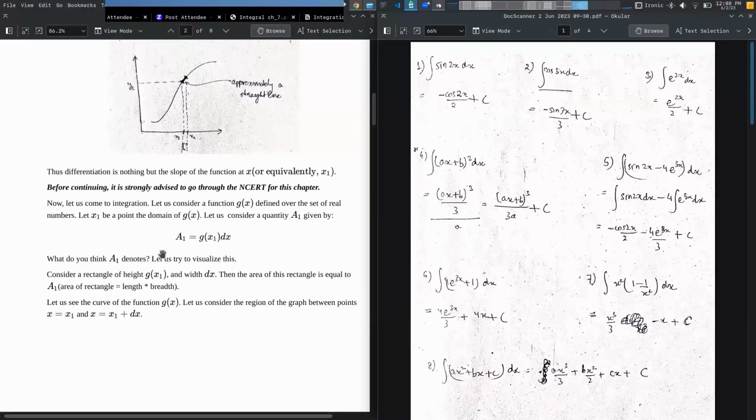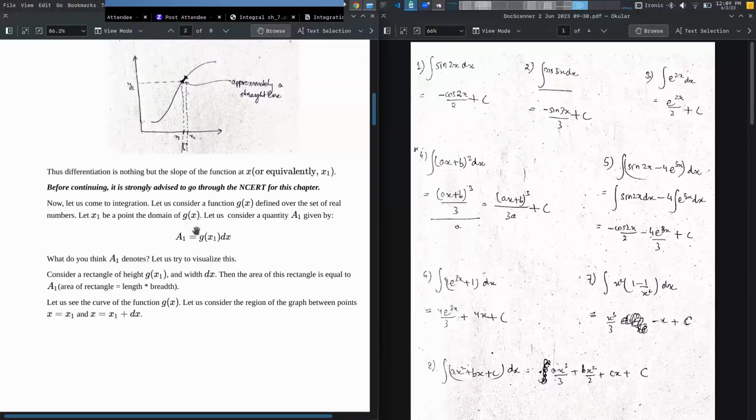So consider a function g(x) defined over the set of real numbers. Let x1 be a point in the domain of g(x). Let us consider a quantity a1 which is given by g(x1) into dx. So just consider that a1 is just some quantity. We will try to use this quantity for deriving some things. So a1 is equal to g(x1) into dx.